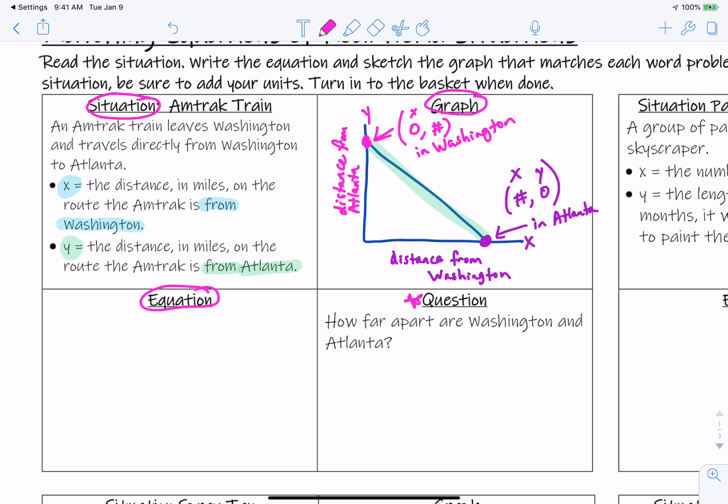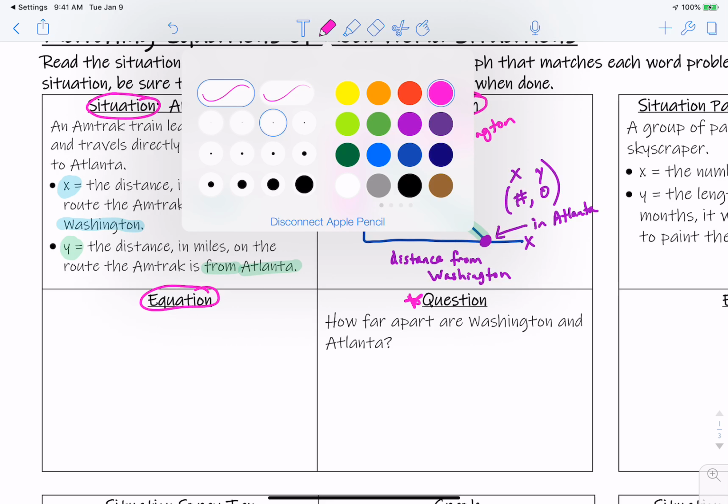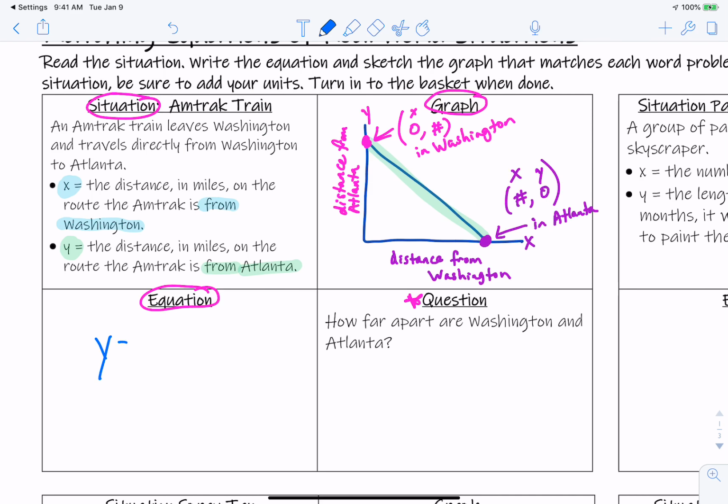Our final question is how far apart are Washington and Atlanta? Well, we know it's the distance of that line, but we have to figure out the equation to know that. If we look at all of the equations that we would be given, you would know it would be a constant rate of change, it's not changing, it's straight through. I'm going to show you the equation that it would be: y equals 638 minus x.